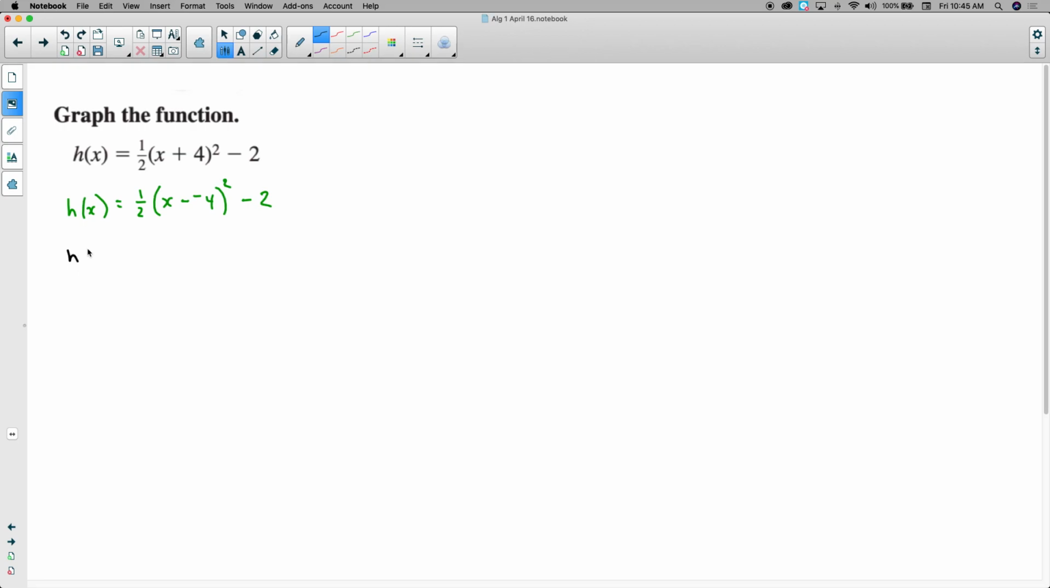So here's the formula again. A times x minus h squared plus k. So now we know that h is -4 and k is -2. This is a crucial part of the assignment, so making sure you're good on this one. It's easier with the k. Whatever this number is, that's just a k. So that's -2, it's -2.